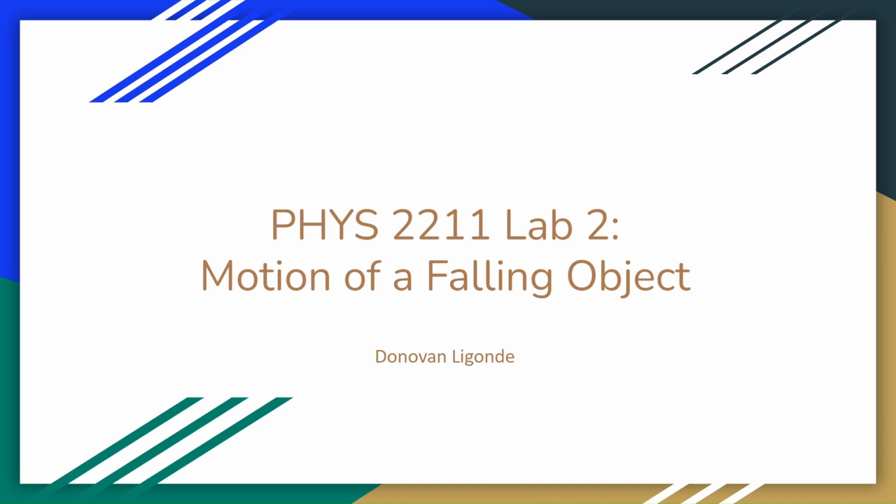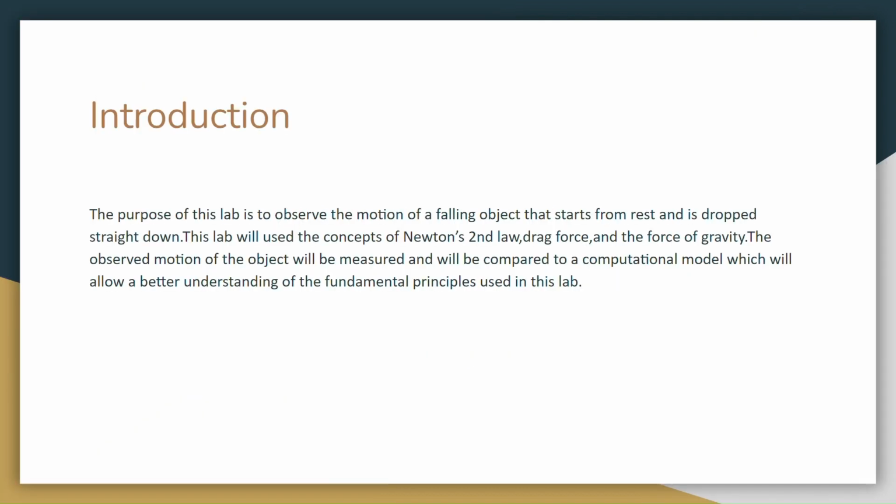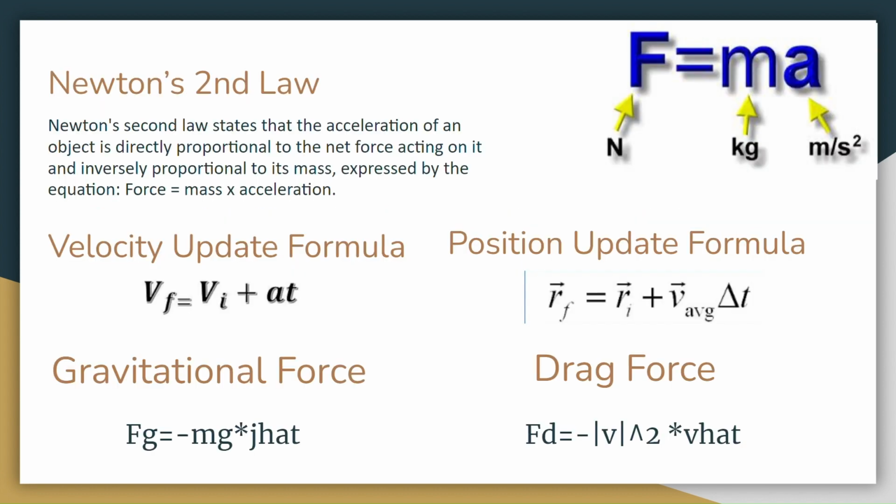Hi, my name is Donovan Lagane, and this is Physics 2211, Lab 2, Motion of a Falling Object. The purpose of this lab is to observe the motion of a falling object that starts from rest and is dropped straight down. This lab will use the concepts of Newton's second law, drag force, and the force of gravity. The observed motion of the object will be measured and compared to a computational model, which will allow a better understanding of the fundamental principles used in this lab.